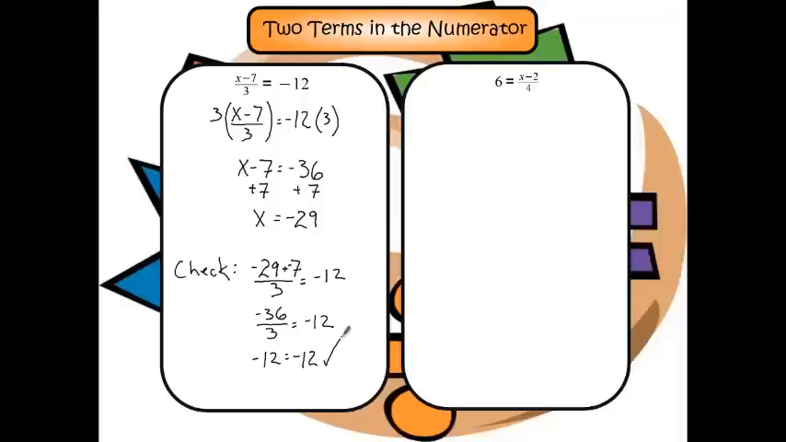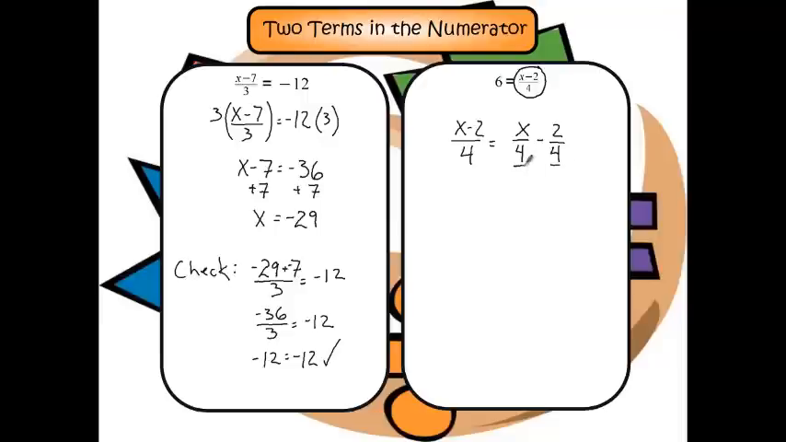What I really want to show you is what a fraction that has two pieces in the numerator really looks like. So x minus 2 over 4 is really the same thing as having two fractions, x over 4 minus 2 over 4. Remember, when we add or subtract fractions, we have to have common denominators. And here we do. We both have a denominator of 4.